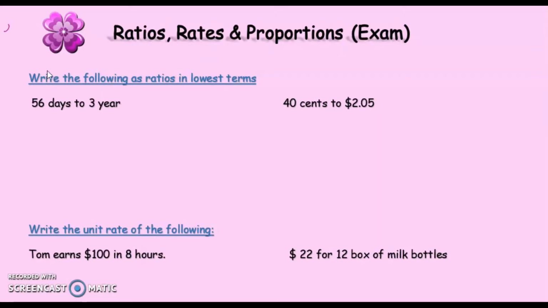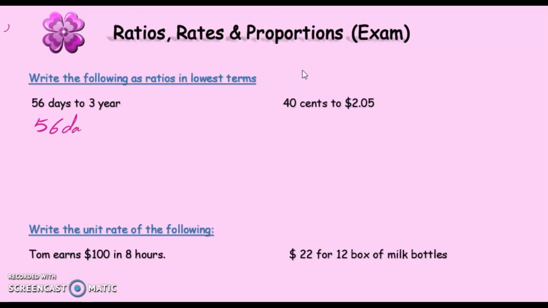One of the questions you may face in the exam would be like this. Write the following as ratios in lowest terms: 56 days to 3 years. Ratio, rate, and proportionality should be represented like a fraction. So therefore, you just need to write this like a fraction.